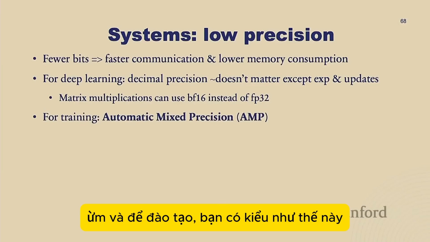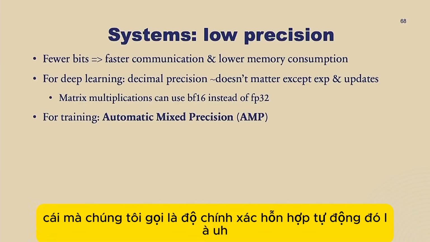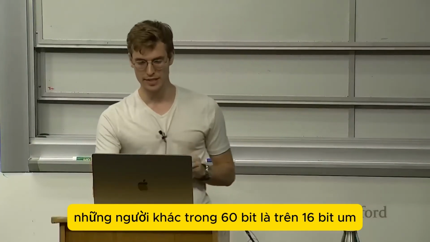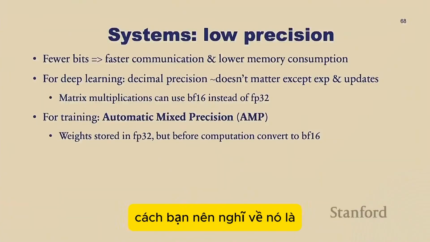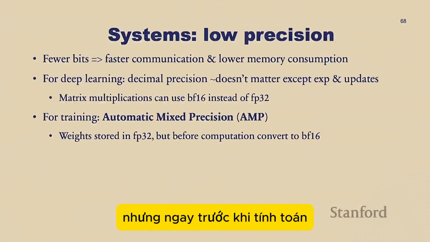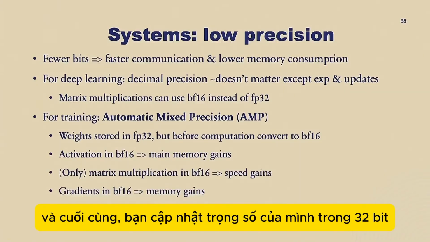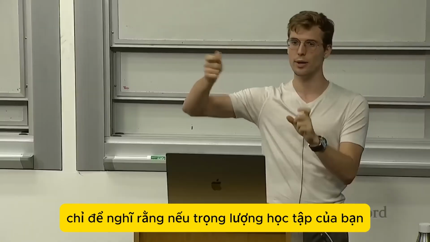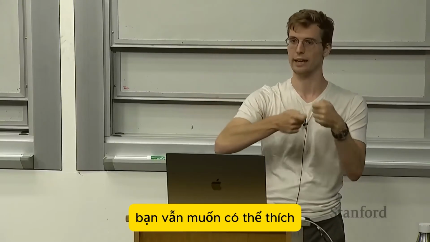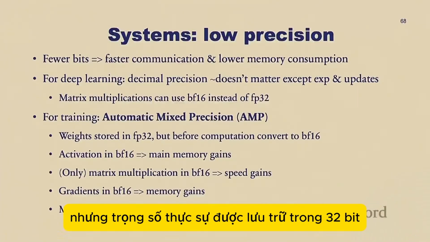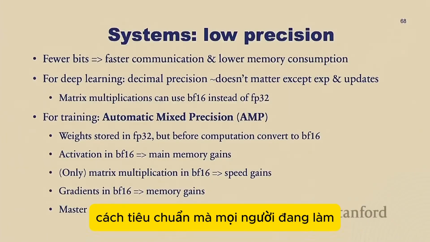And for training, you have what we call automatic mixed precision, which is that some of the things are in 32 bits, others are in 16 bits. Generally, the way you should be thinking about it is that the weights of your model are stored in 32 bits. But just before the computation, you put everything in 16 bits. Like this, you do computation super fast, and at the end, you update your weights in 32 bits. The reason why you do all the updates in 32 bits is that if your learning rate, for example, is very small, you still want to be able to make a difference in your weights. So all the computation is done in 16 bits, but the weights are actually stored in 32 bits. That's the standard way that people are doing it.